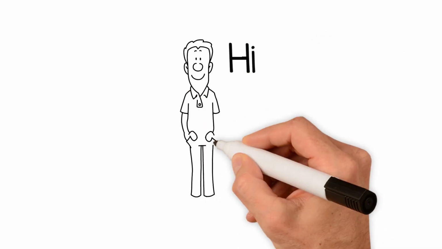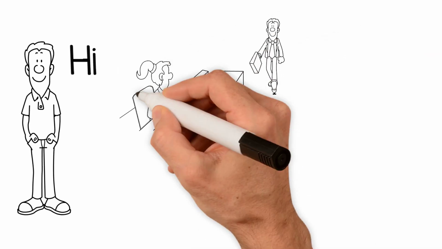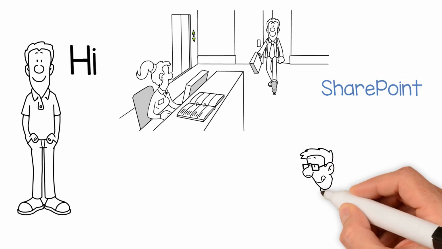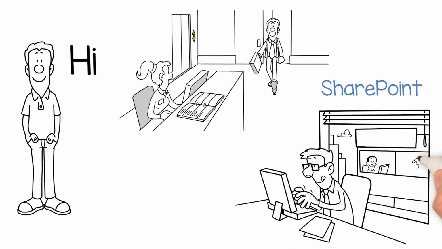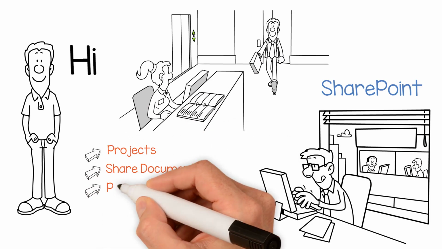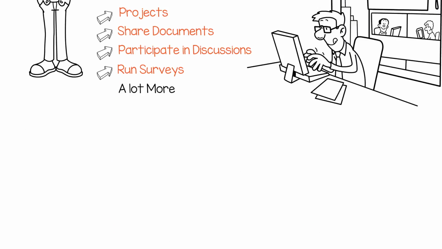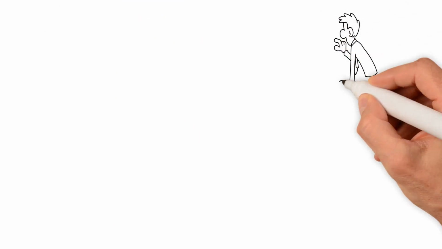Hi, meet Michael. Michael is a SharePoint product owner in his organization. SharePoint is used as their central collaboration platform that allows users to access organization information and work as teams on projects, share documents, participate in discussions, run surveys, and a lot more. The users like it, but there is a problem.